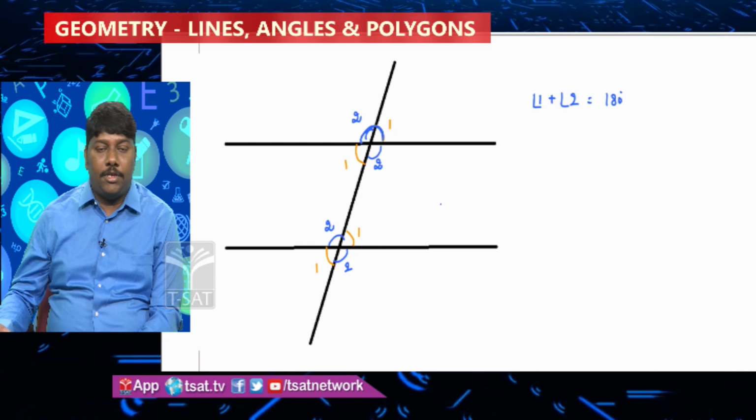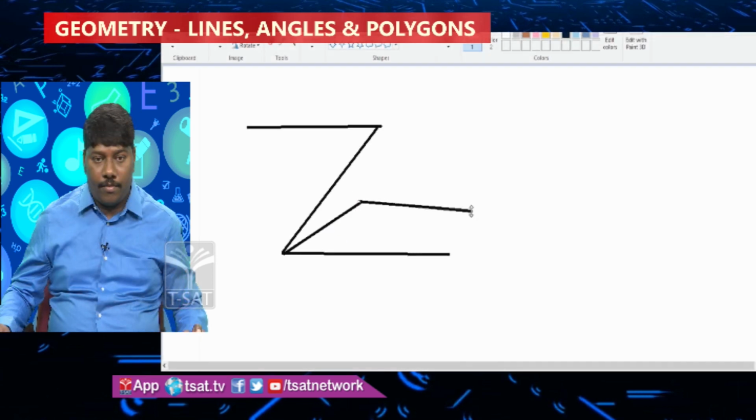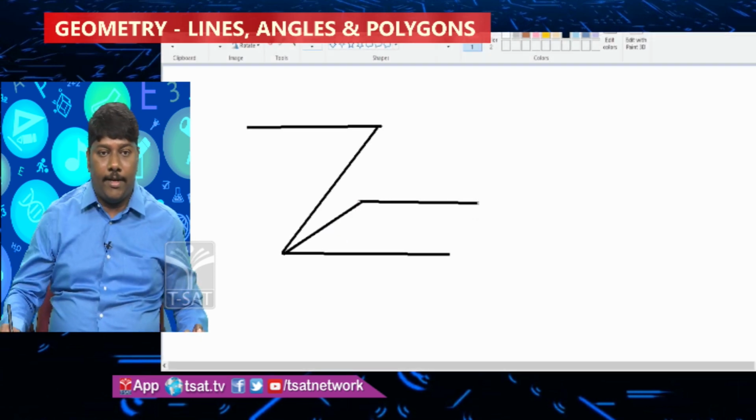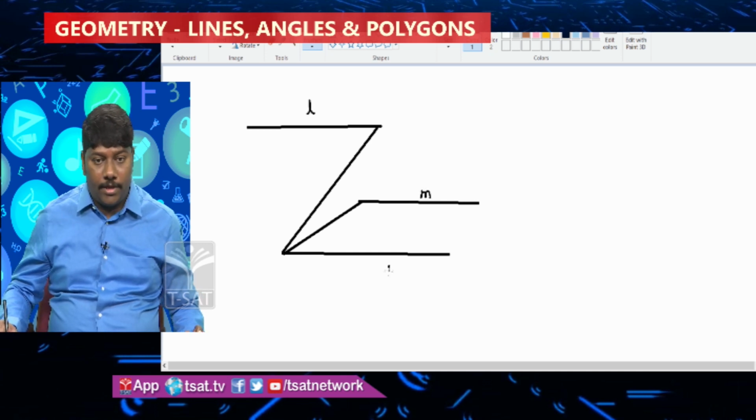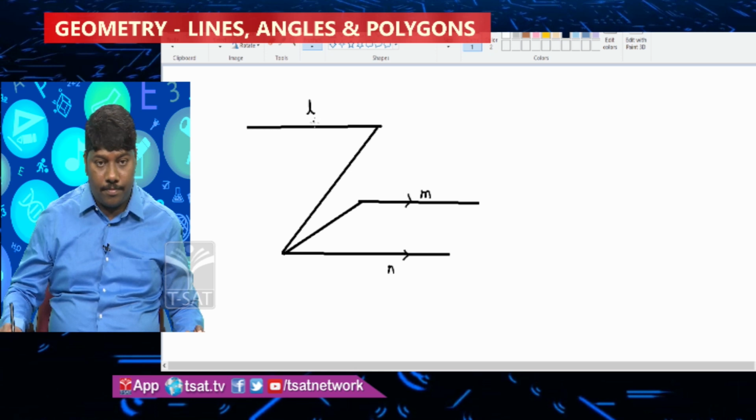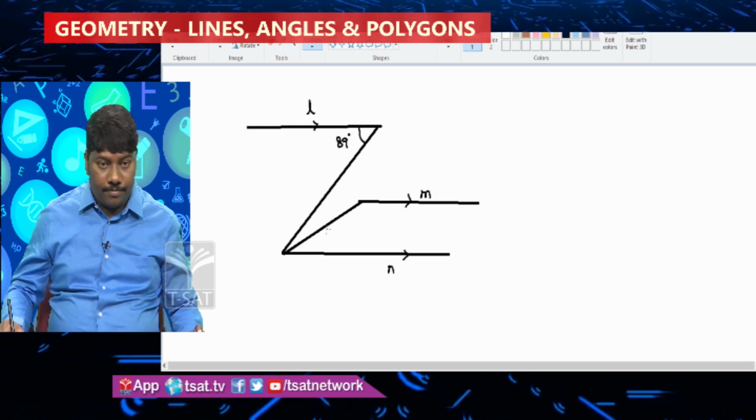There are different names so that you can identify those angles. Okay, in order to identify, I am giving different names for it. I am just taking 3 parallel lines. Take L, M, N as 3 parallel lines. If this angle is 89 degrees, this angle is 29 degrees, then what is angle X?